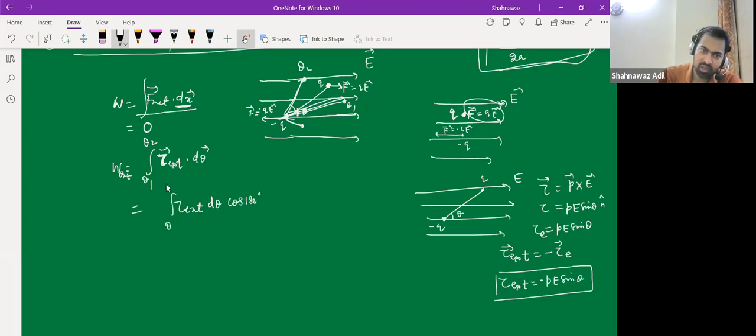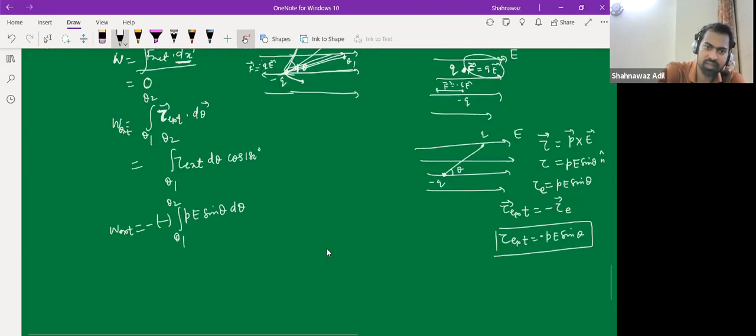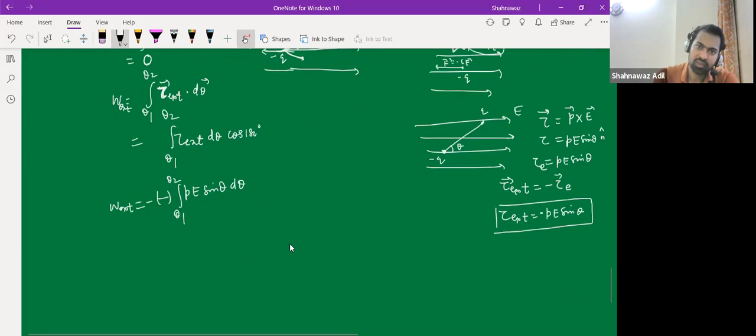This is theta 1, this is theta 2. So this tau external is minus PE sine theta. Cos 180 is again minus. So minus and theta 1, theta 2, PE sine theta, d theta. So this is the work, external work. Okay. Is this clear, guys? Is this clear?